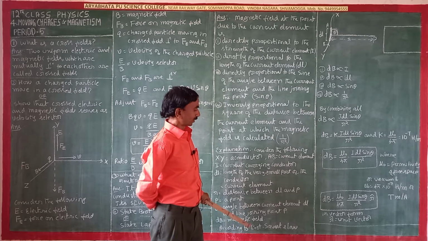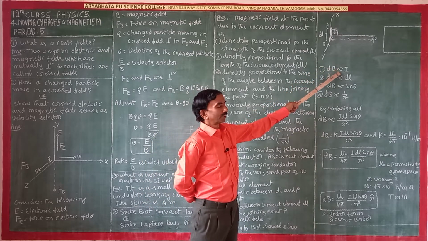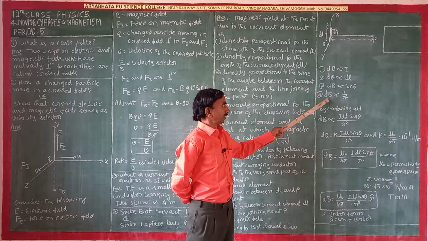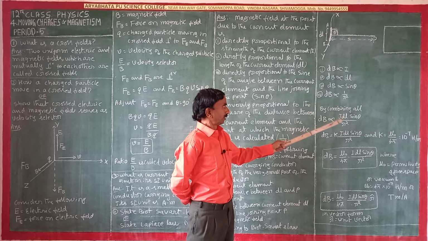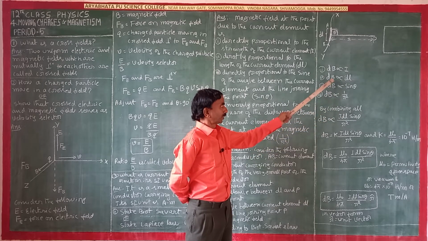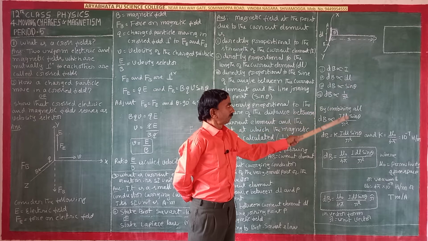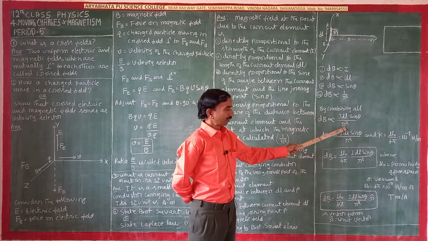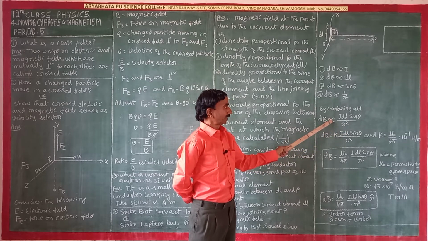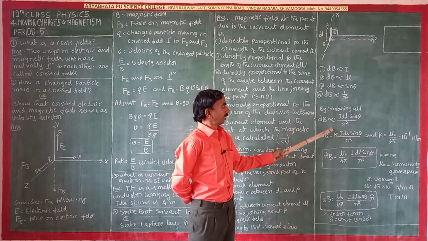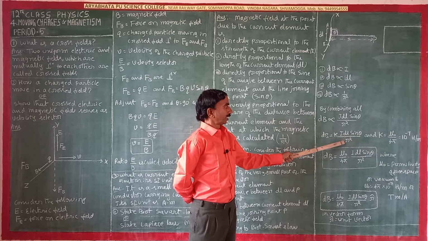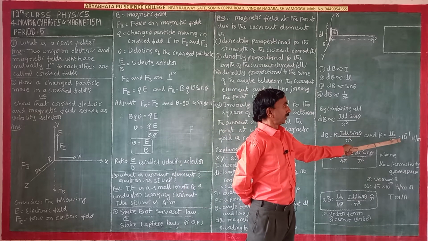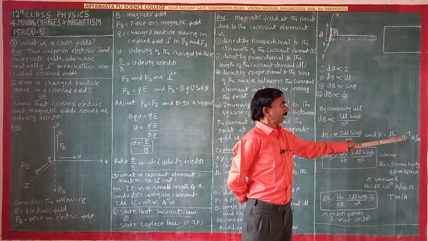According to Biot-Savart's law, dB is proportional to I, dB proportional to dl, dB proportional to sin theta, dB proportional to 1 by r square. By combining all, dB is proportional to I dl sin theta divided by r square. So dB is equal to k, putting a constant instead of proportional, k into I dl sin theta by r square, or k is equal to mu naught by 4 pi, which is equal to 10 to the power of minus 7 Henry per meter.